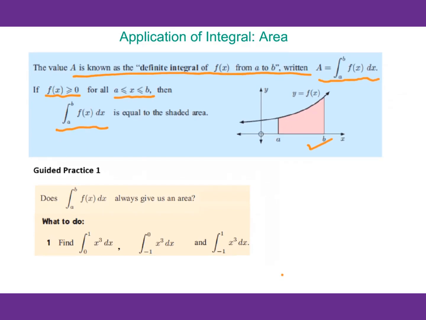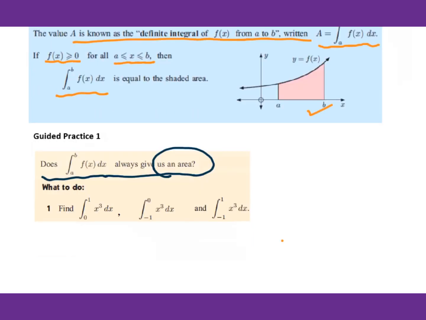Now let's discuss these questions. Does the definite integral of f of x from a to b always give us an area? For number 1, find these three definite integrals.